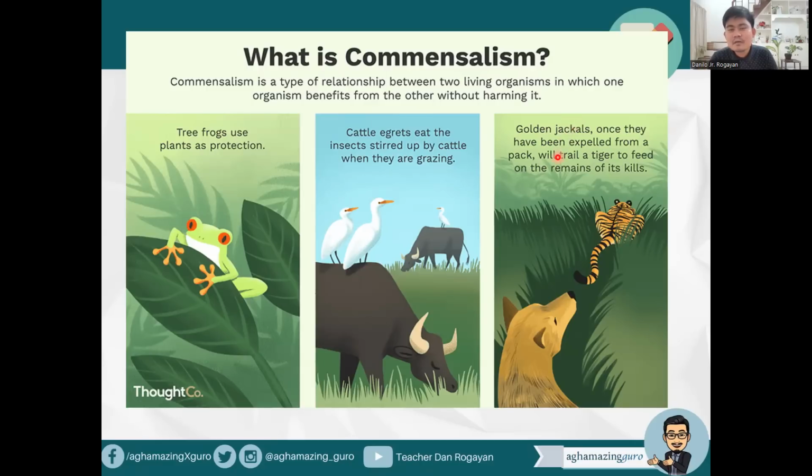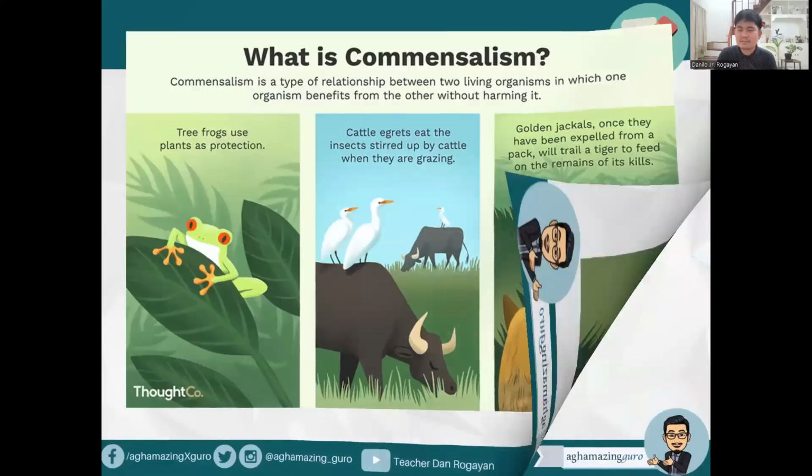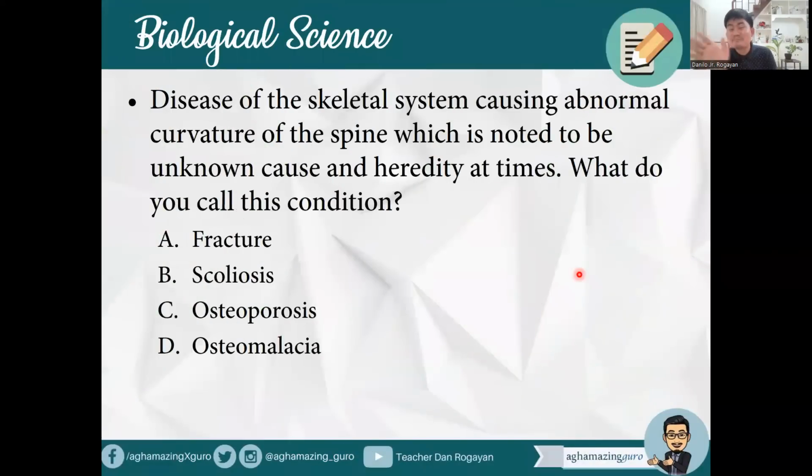Then golden jackals, once they have been expelled from a pack, will trail a tiger to feed on the remains of its kills. So pwede rin siyang inquilism kasi yung mga natira. Okay? Ayan, heron, yes, carabao and the hare. Oo nga pala, mutualism nga pala yan. Sinasabi ko lang. Okay, naalala ko lang.